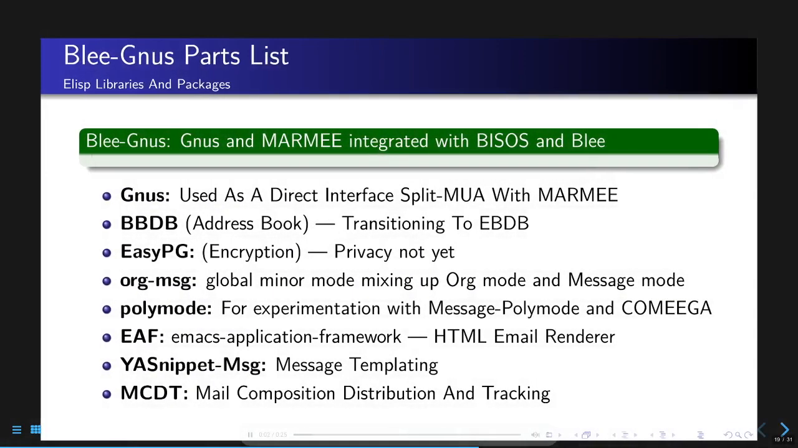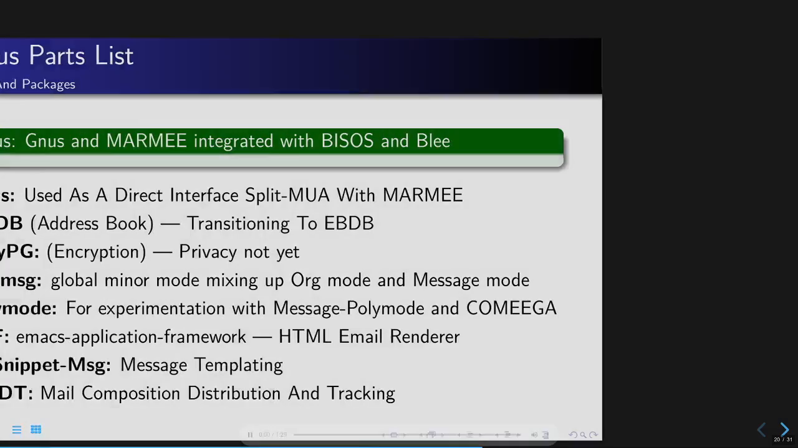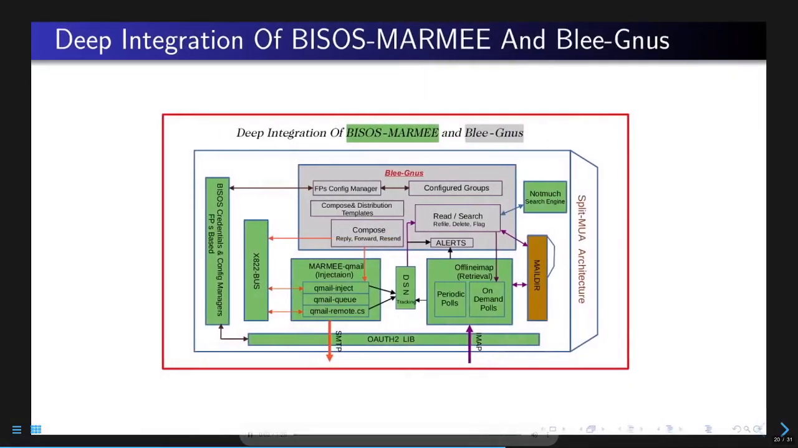Similarly, here is our Gnus parts list. Gnus is Gnus and MARMEE integrated with ByStar and Blee. Notice mentions of org message and polymode here. Later, I'll expand on these in the context of transitioning from message mode to message polymode. With these parts in place, now let's see how they will all come together.